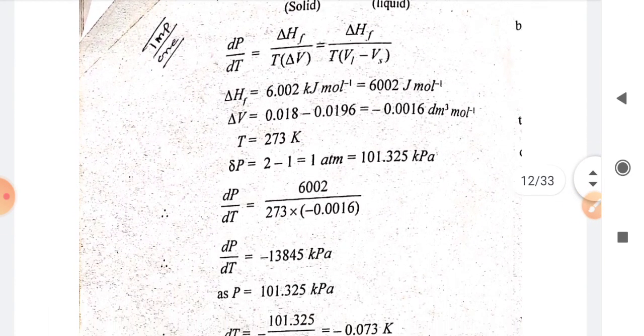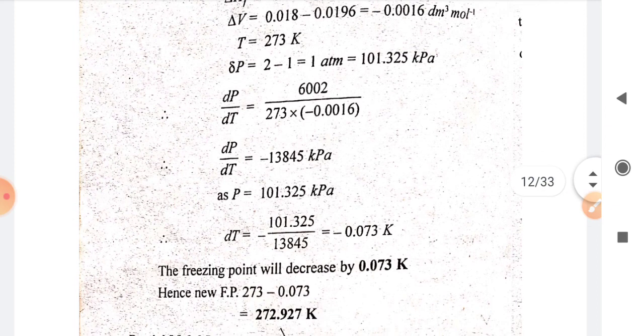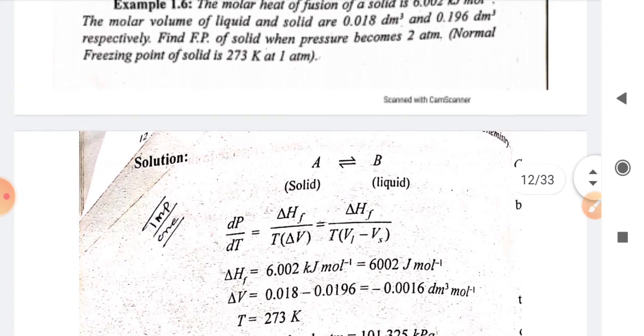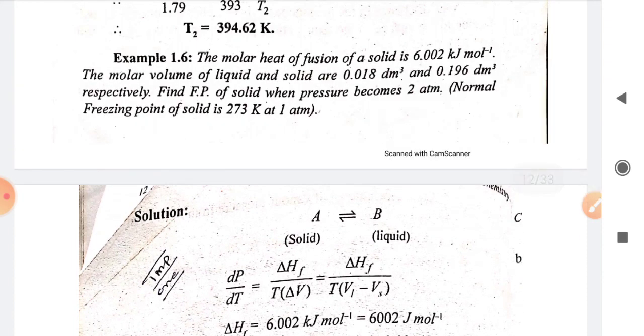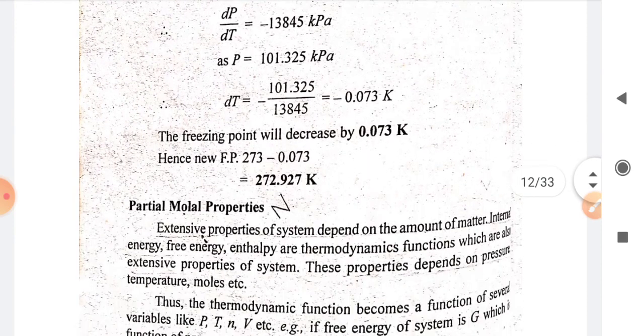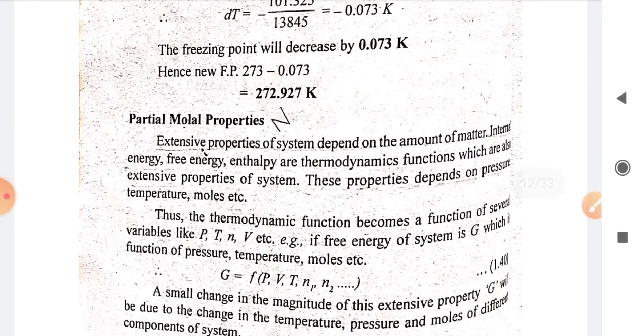The next problem is based upon the Clapeyron equation, so you just go through that problem. We will start with the new concept, that is partial molar properties, in the next lecture.